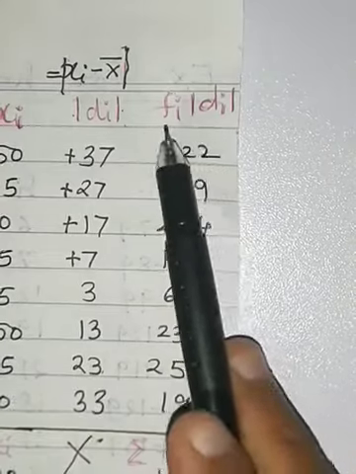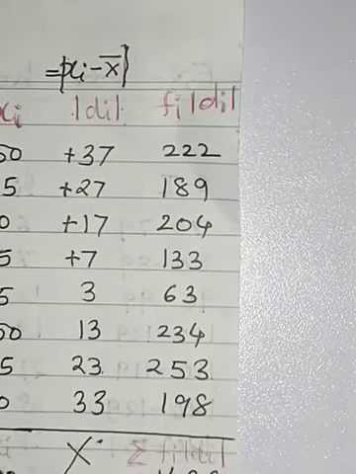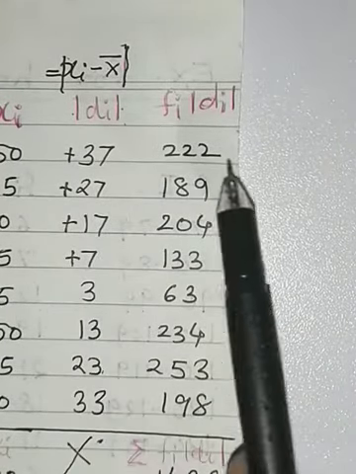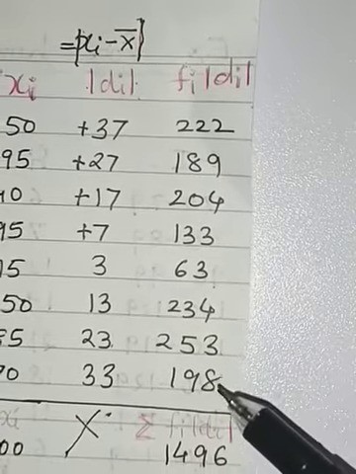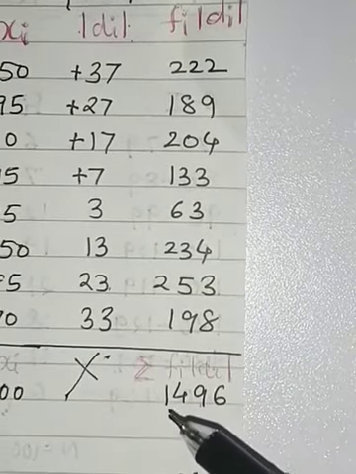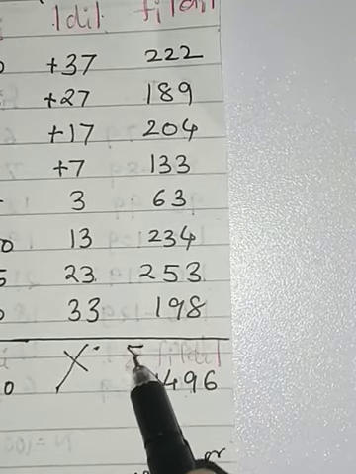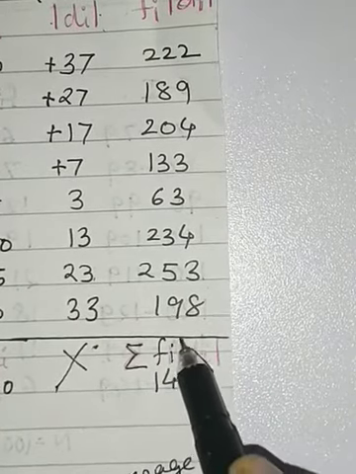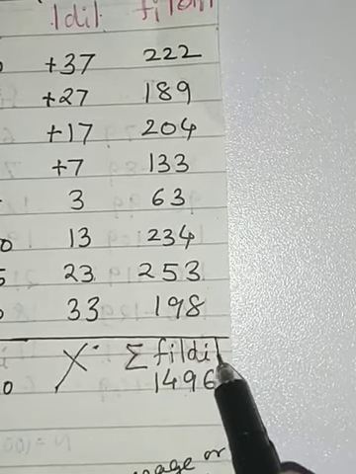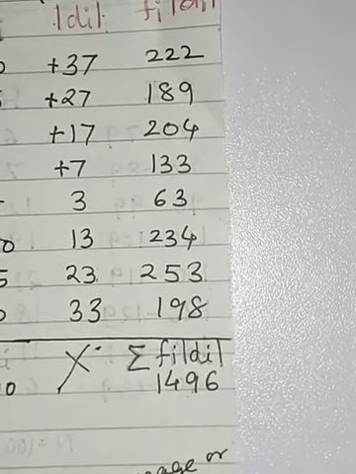Then make a column fi mod di. Fi was earlier here, di is here, so multiply and find these products. Take the sum. This is summation fi mod di, which is 1496.